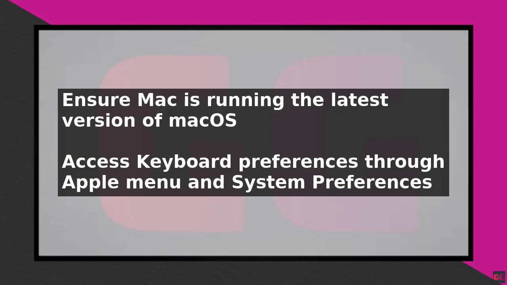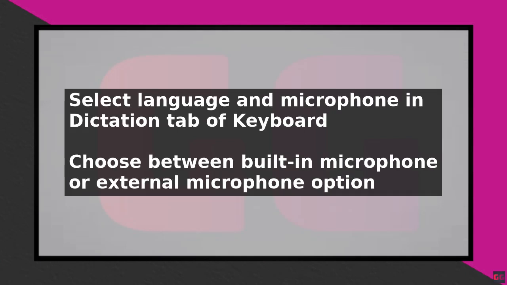Here you can choose the language you want to use for dictation and select the microphone you want to use. You can use the built-in microphone on your Mac or an external microphone. Once you have selected your language and microphone, click on the On button to turn on dictation. A microphone icon will appear on the right side of the screen, indicating that dictation is active.